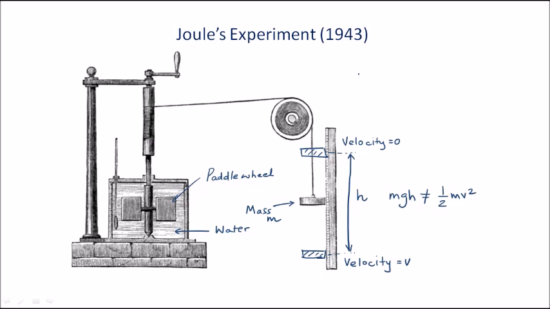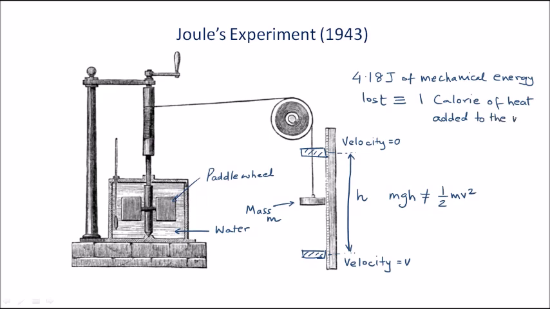Interestingly, it was found that for every 4.18 joules of mechanical energy lost, one calorie of heat was added to the water. Joule's statement, very revolutionary for that time, was: wherever mechanical force is expended, an exact equivalent of heat is always obtained.